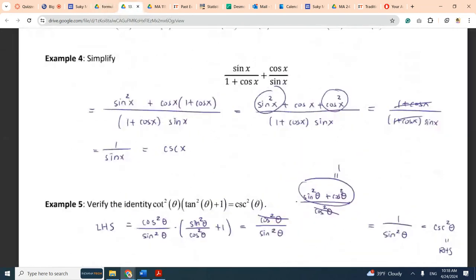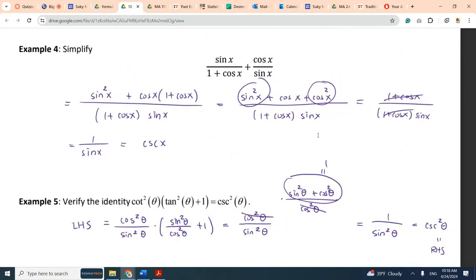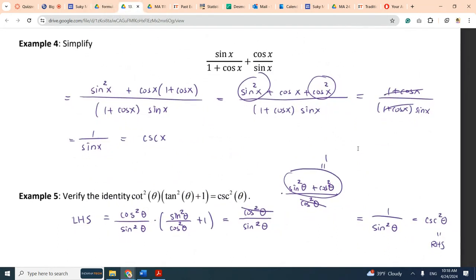Then how do we simplify the trig identities? Here, we have the sum of two fractions. When you see something like this, you want to combine them into a single fraction. So you look at the common denominator, which is 1 plus cosine x times sine x. The first fraction, you multiply by sine x on top and bottom. Do you see the top becomes sine squared?